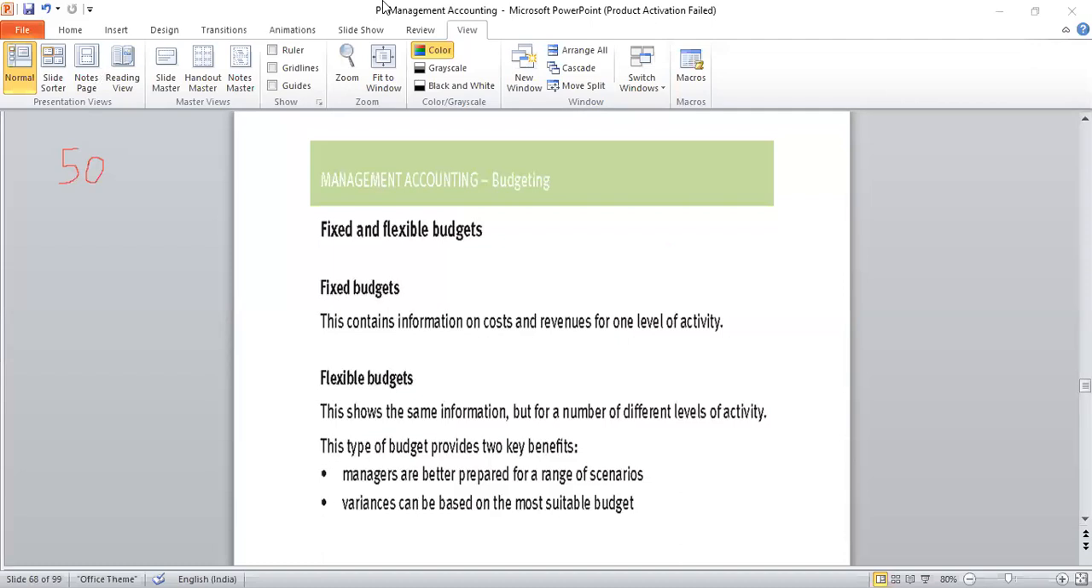Fixed budget and flexible budget. A fixed budget is prepared at a fixed level of activity. It is useful only when the actual activity is on par with the budgeted level. But if there is any variation, then it is of no use. The whole process of preparing the plan becomes a waste. Therefore, we have another type of budget called a flexible budget, which includes a number of different levels of activity.